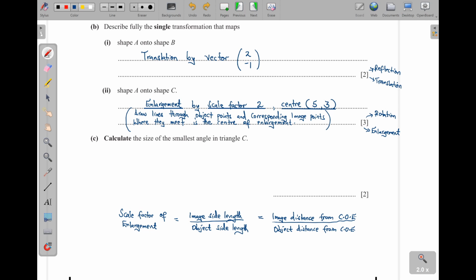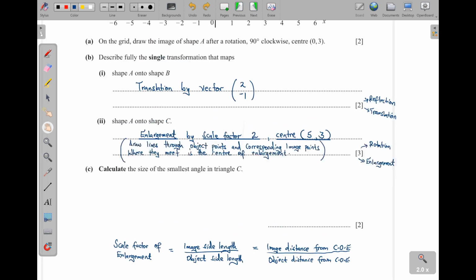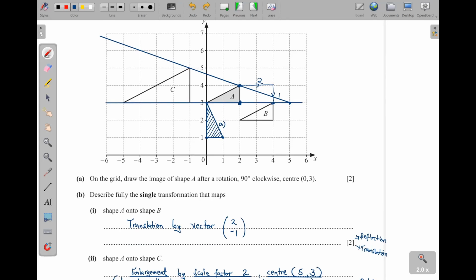Calculate the size, part C, calculate the size of the smallest angle in triangle C. Now, when you check triangle C, here, the size of the smallest angle, that is the one which corresponds to the smallest side. So the smallest side is this one. So the angle that is opposite to it is this one here. You see? Then the angle which is here corresponds. Since this one is big, then the angle here will also be bigger than this angle here.